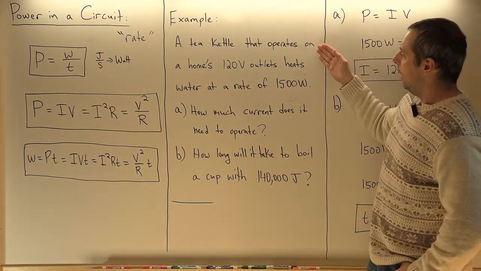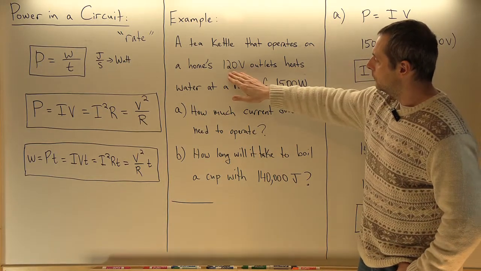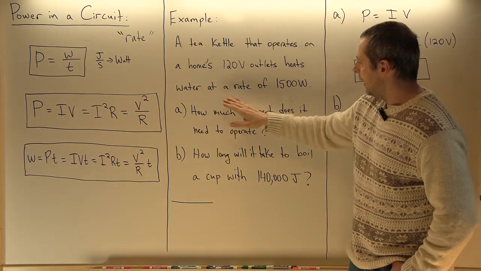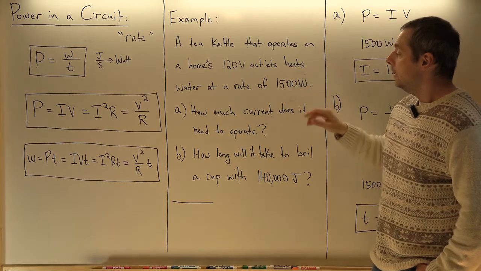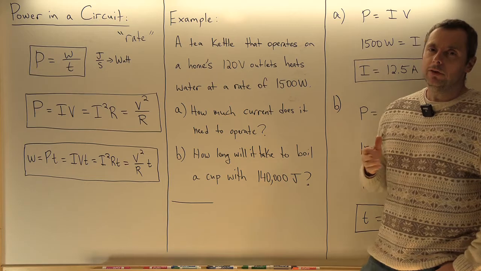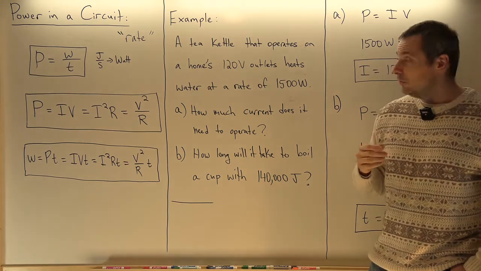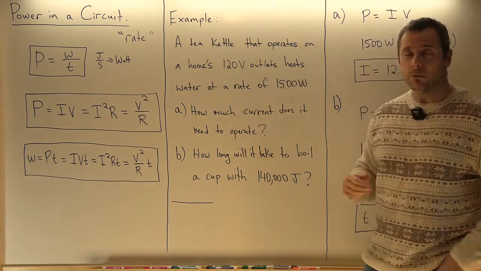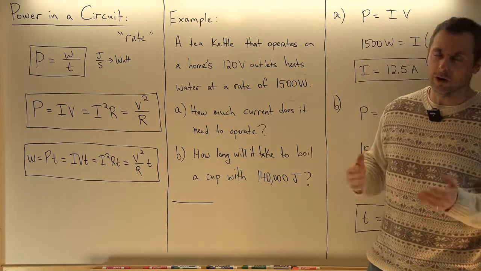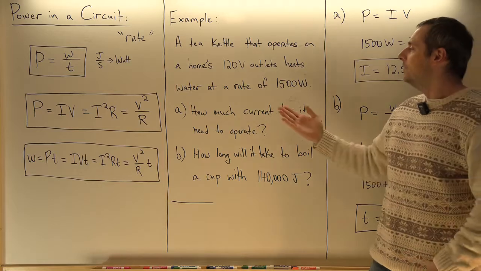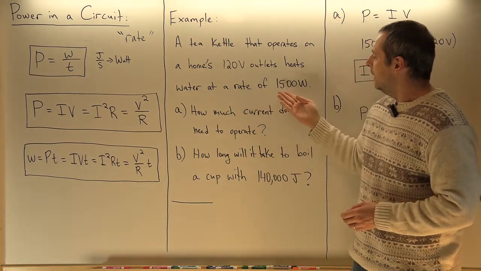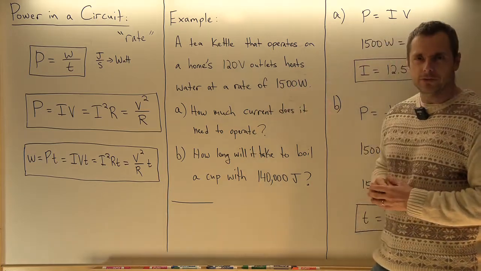You have a tea kettle that operates on a home's 120 volt outlets and heats water at a rate of 1500 watts. Now, first point I want to make, notice it didn't say the power. A lot of times in the Regents, they'll use the word rate instead of power, because if they said at a power of 1500 watts, it'd be easier to solve. People would say, oh, I know P. So they put this to make it a little more challenging. You have to realize that rate is power. Also, the wattage gives you a hint.